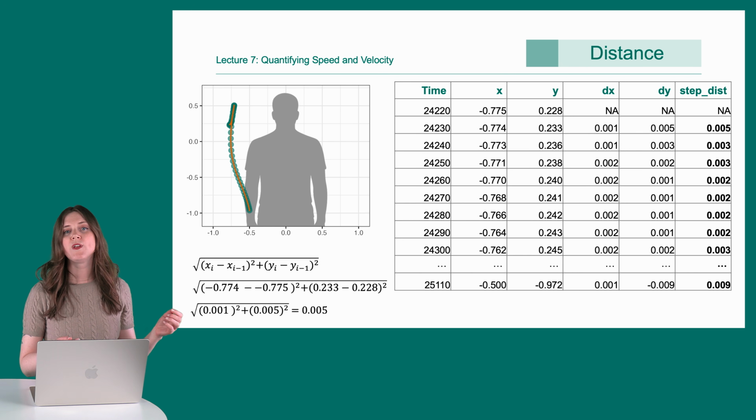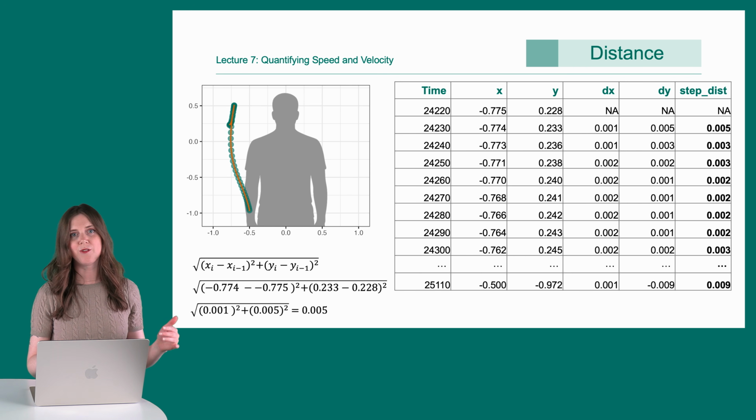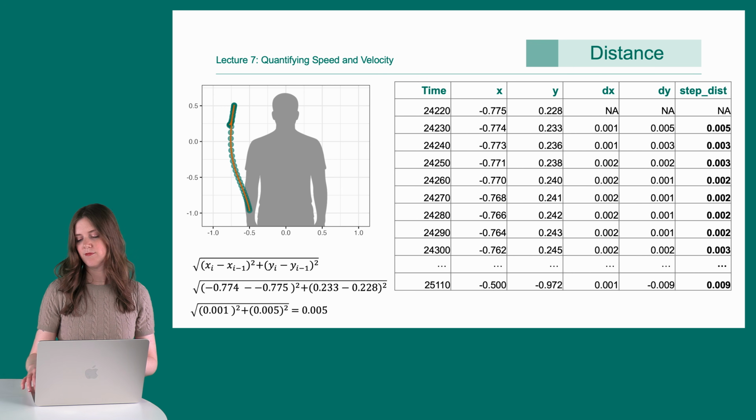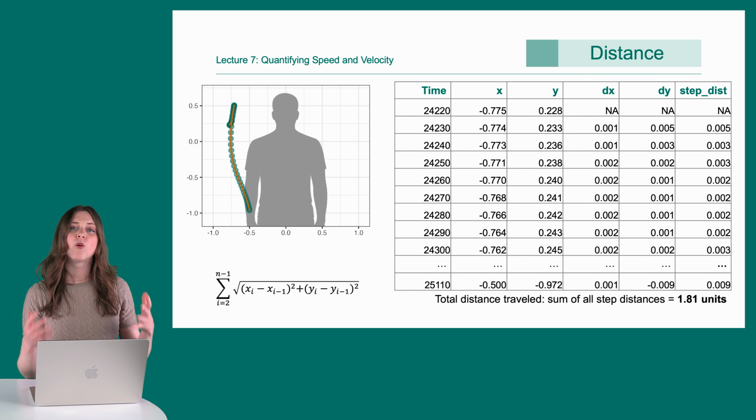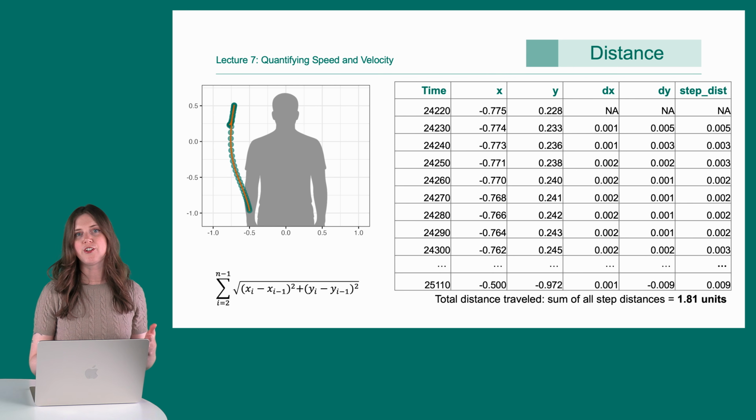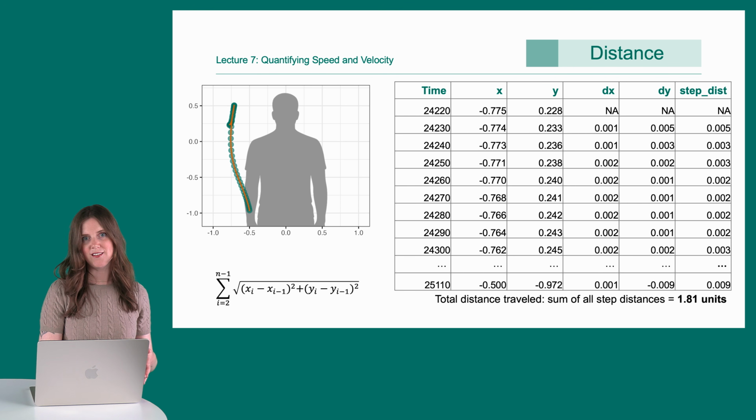Using this formula, we can continue all the way down, calculating the Euclidean distance between each step. The total distance traveled for a given gesture stroke is the sum of all step distances between the consecutive points. In this case, the total distance traveled was 1.81 units.